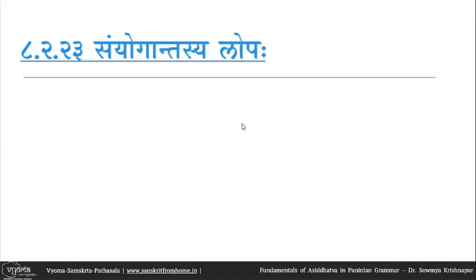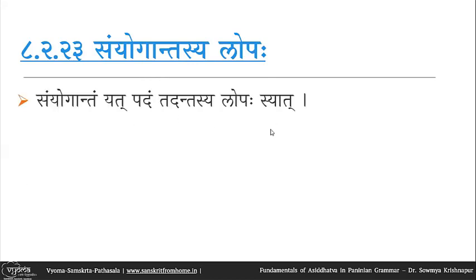The second sutra is samyogantasya lopah. This is also in the Tripadi, 8-2-23. Now this sutra says samyogantam yat padam tadantasya lopah syat. If there is a pada ending in a sanyoga, sanyoga is a samgya, halonantara sanyoga. So ajbhihi avyavahitaha halaha sanyoga samnyaha bhavanti. Two consonants without a swara in between are called sanyoga.